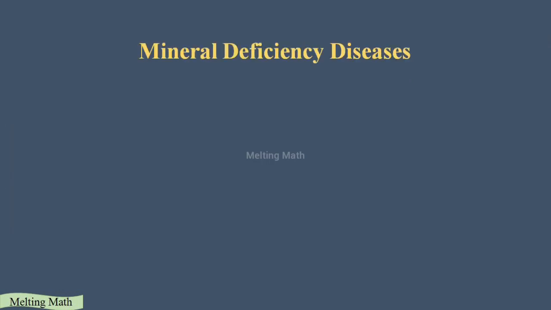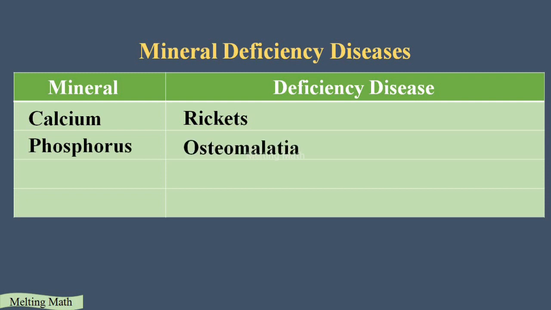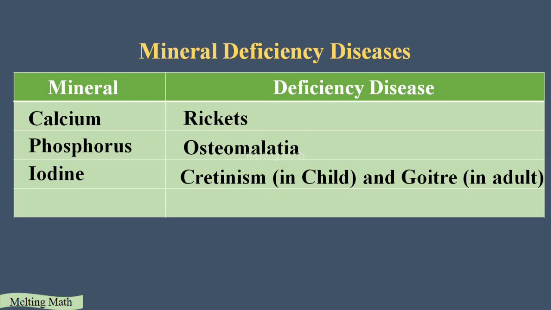We know there are four minerals. First, if you lose calcium in your body, it causes rickets. That means bone weakness. When you lose phosphorus in your body, it causes osteomalacia. And when you lose iodine in your body, it causes cretinism for a child and goiter for an adult.